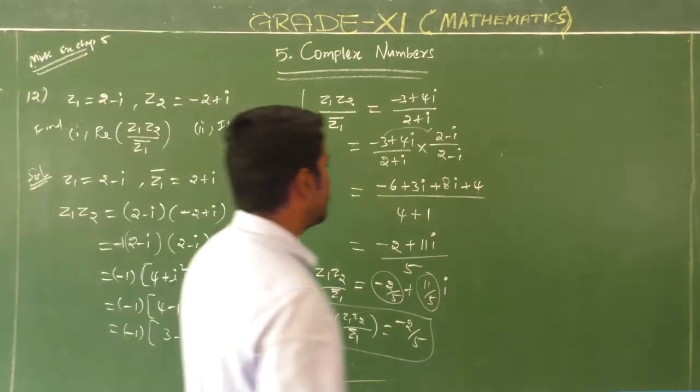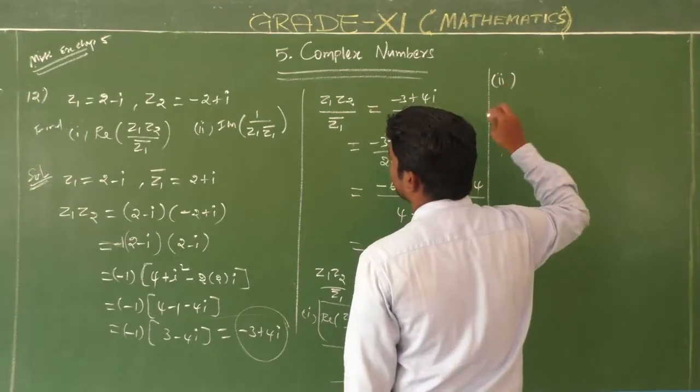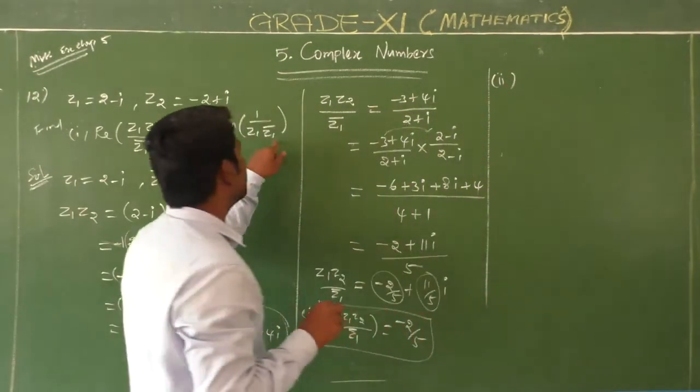Next, the second question: the imaginary part of 1 divided by Z1 Z1 bar.